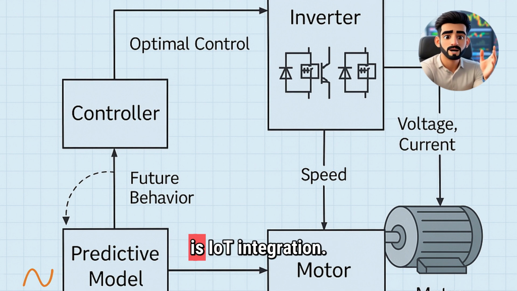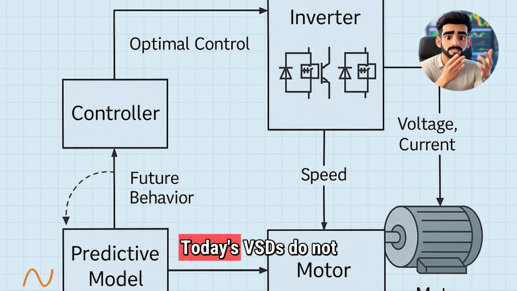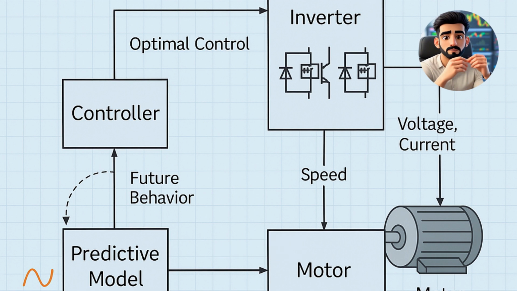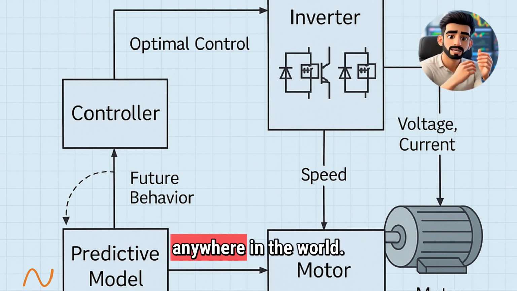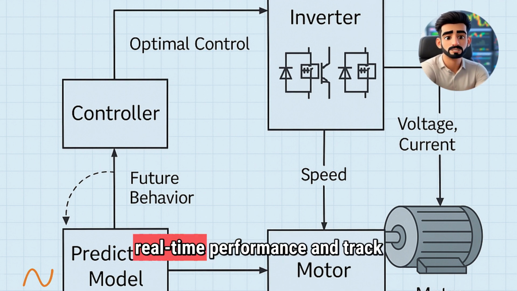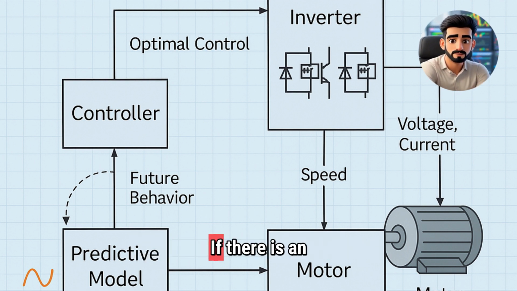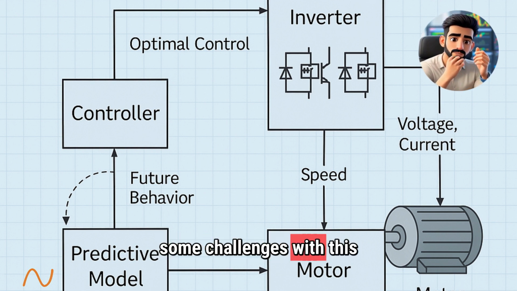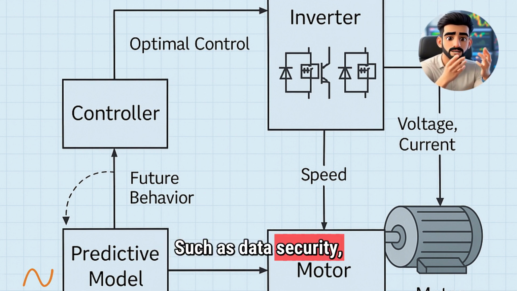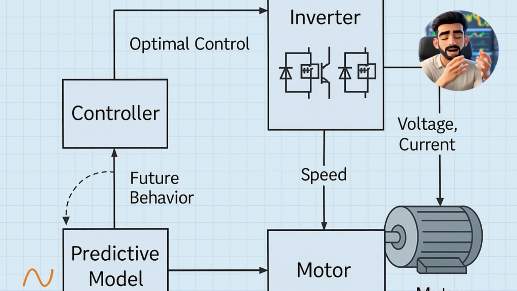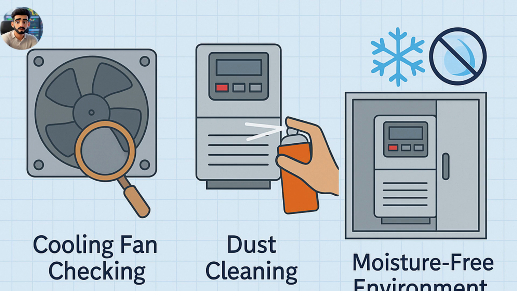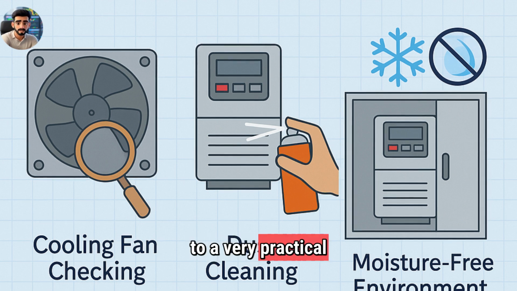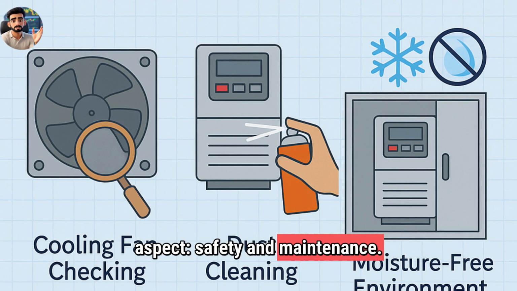And the biggest trend is IoT integration. Today's VSDs do not work alone. They are connected with the Internet of Things. This means you can monitor your VSD from anywhere in the world. You can see its real-time performance and track its health. If there is an upcoming problem in the VSD, you get an early alert through predictive maintenance. But yes, there are some challenges with this integration, such as data security, compatibility of different devices, and integration with legacy systems. Now, let's move on to a very practical aspect: safety and maintenance.